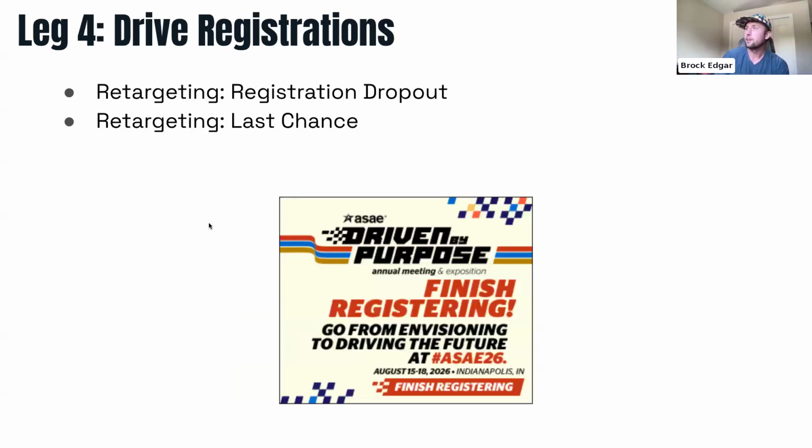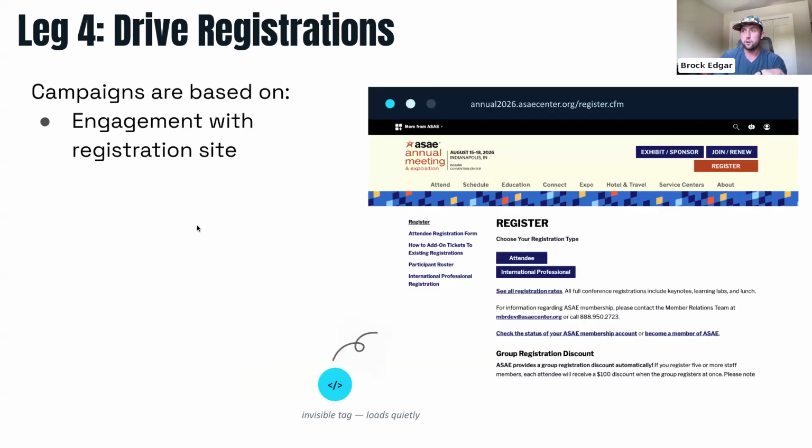All right, the fourth leg here is drive registrations. Two very simple campaigns here, registration dropout and last chance. These campaigns are all based off of your engagement with the registration site. So there are essentially three buckets that you can fall into when you are at the last stage of these campaigns. You have either registered, in which case you're not seeing any ads because you will be an excluded audience from the campaigns that ASAE set up.